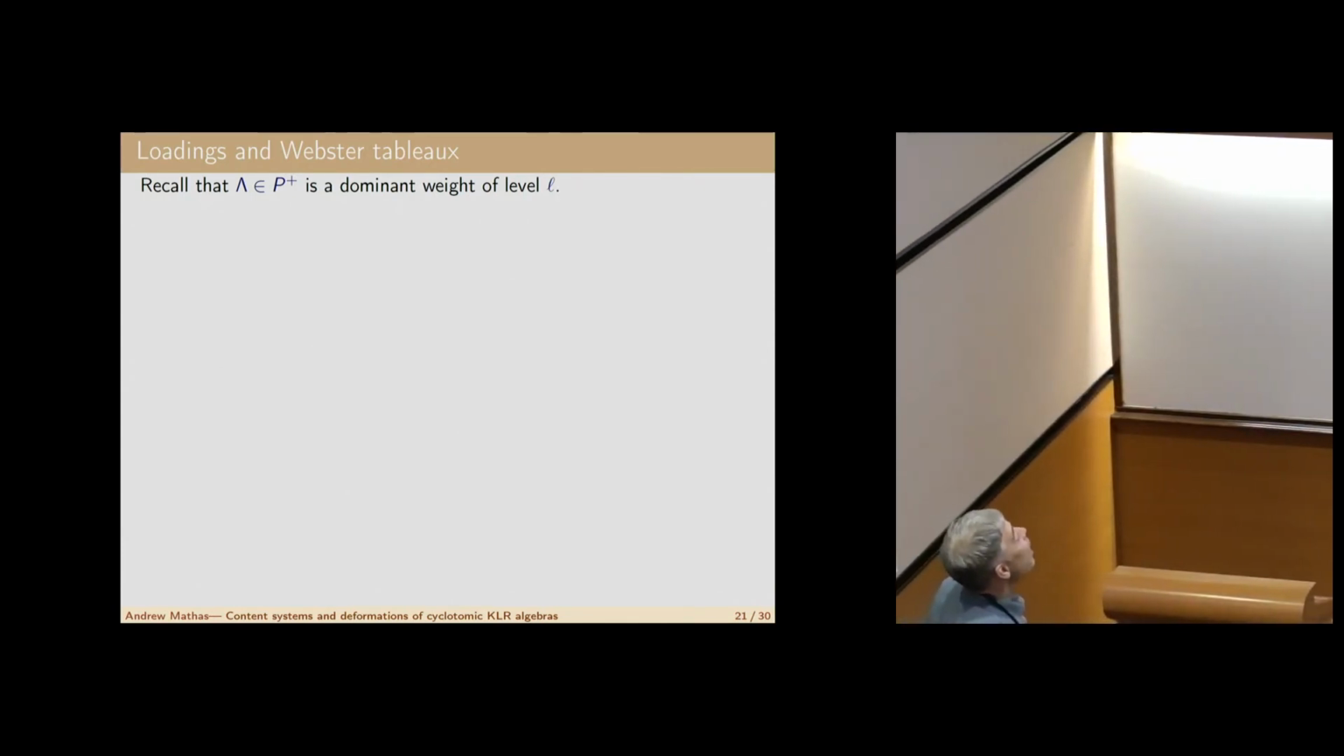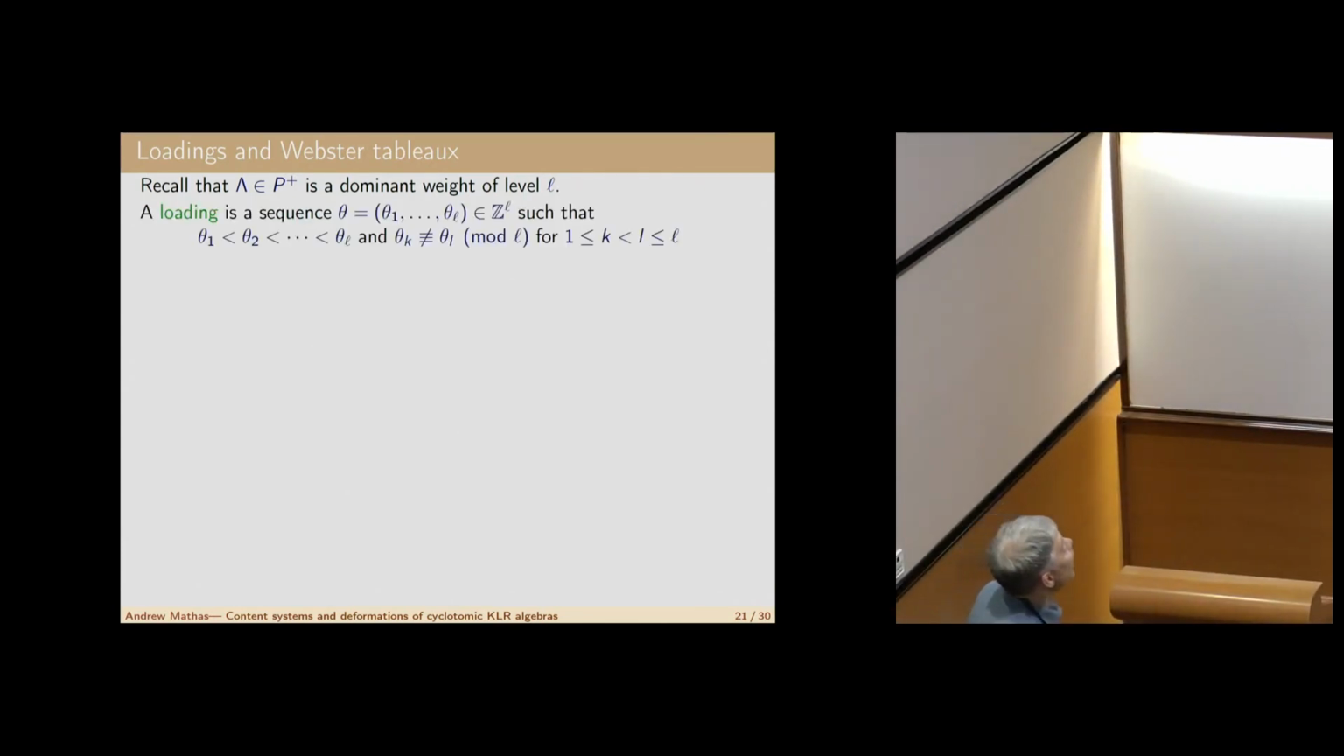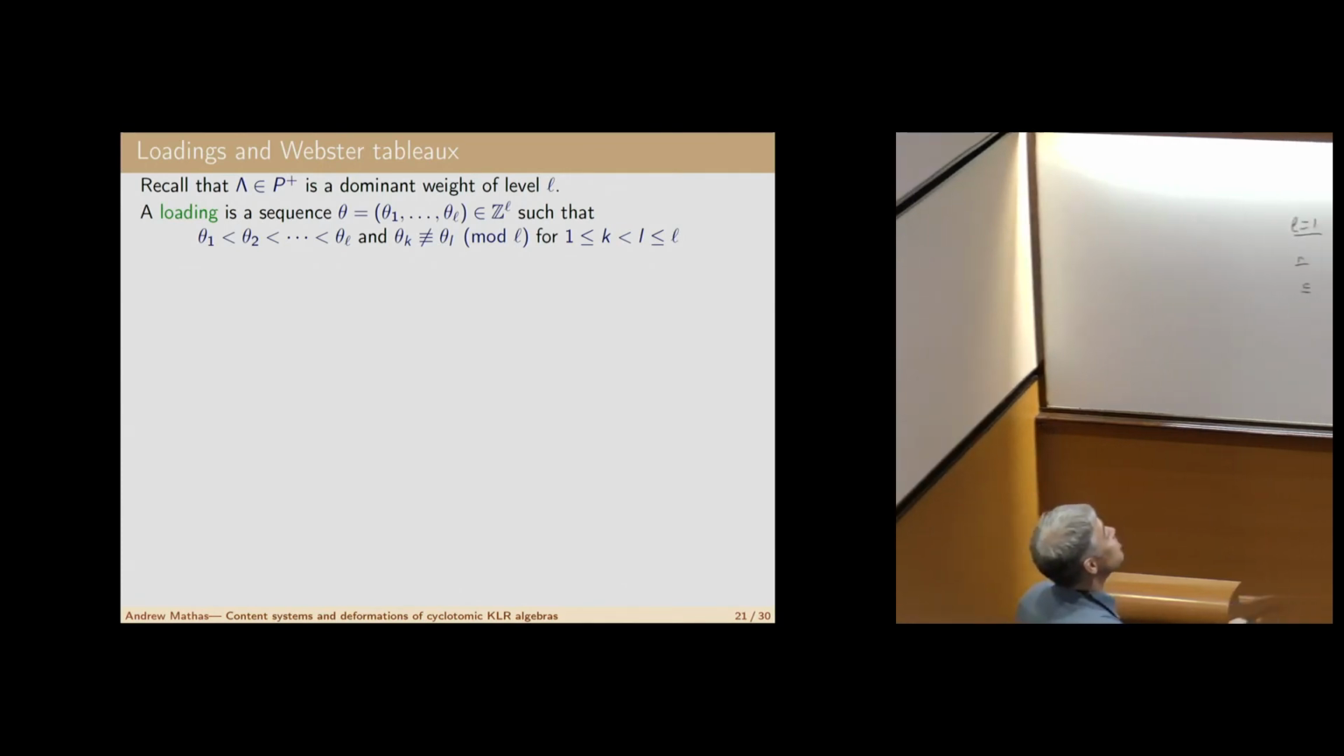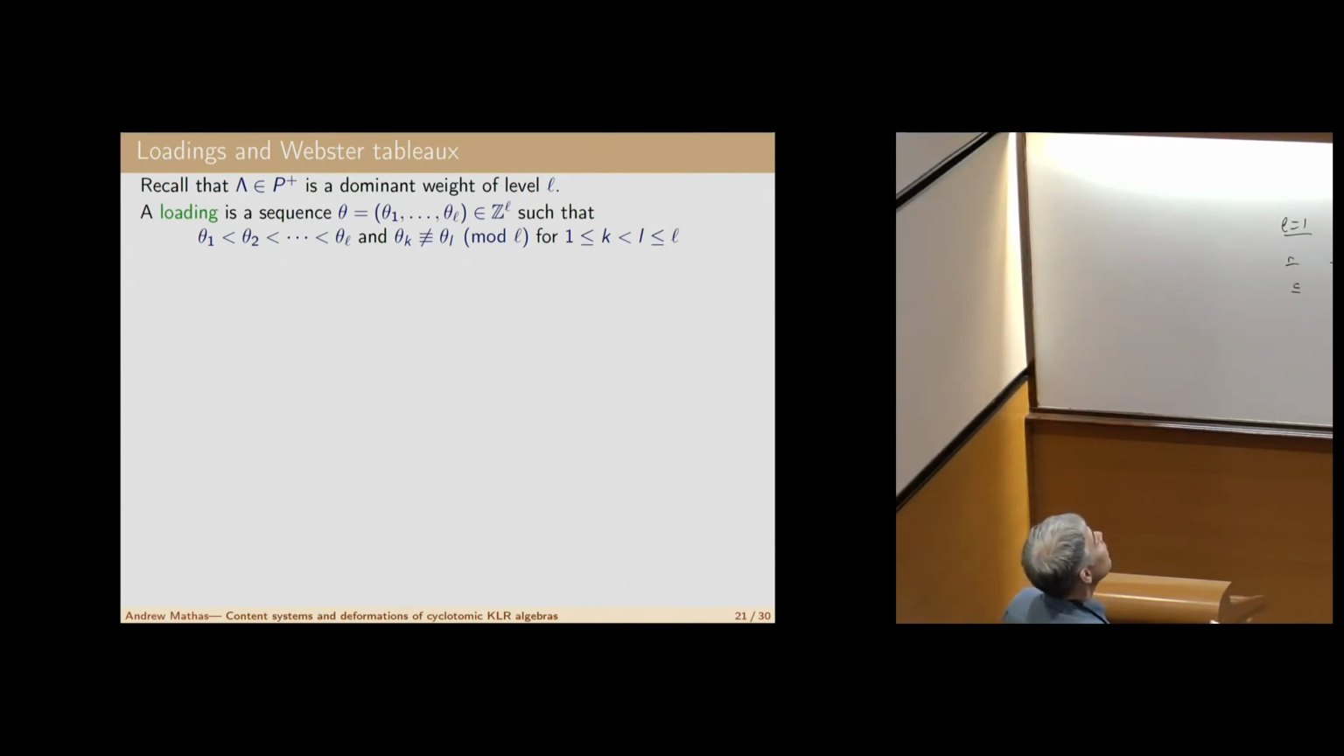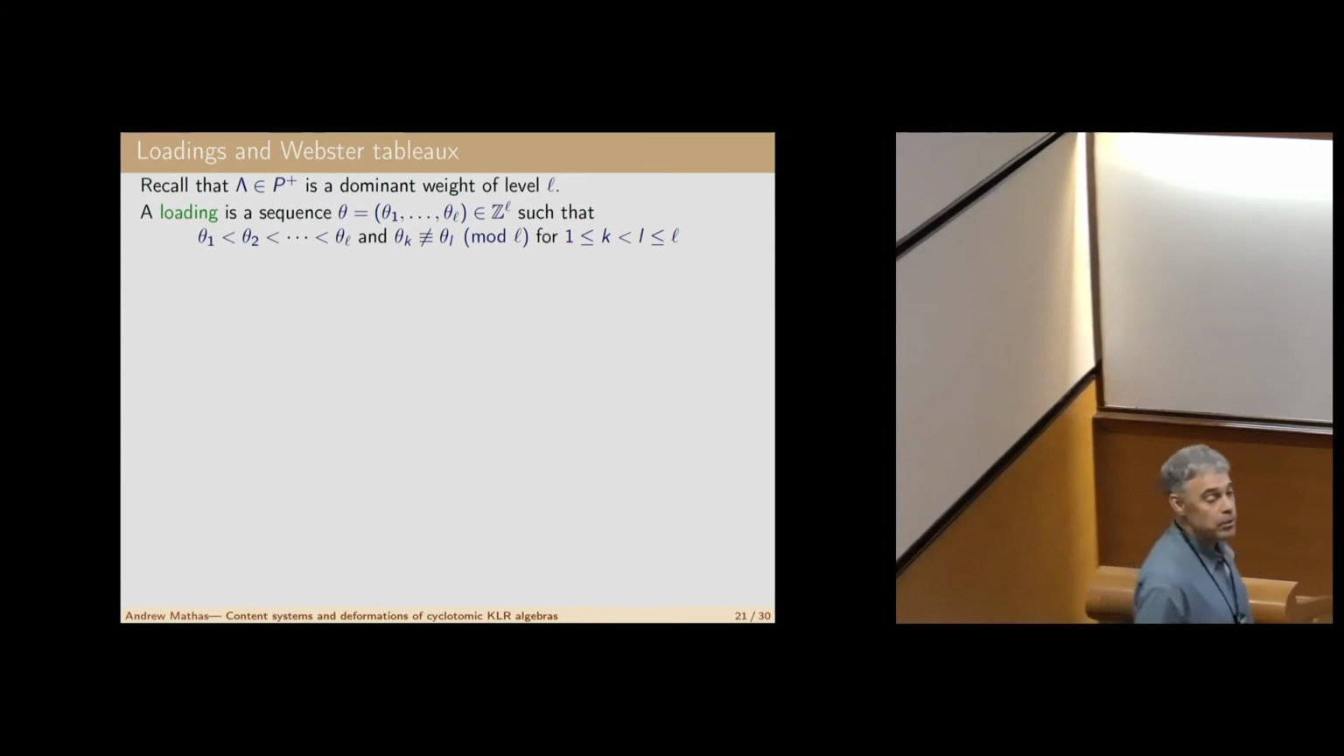what's going on here. So I've got a dominant weight at level L. We want to throw in a loading. So this is just a sequence of integers. And I want my loading to be increasing, because that makes it easier, and I also want them to be distinct mod L. So somehow the level's playing a big role here already.